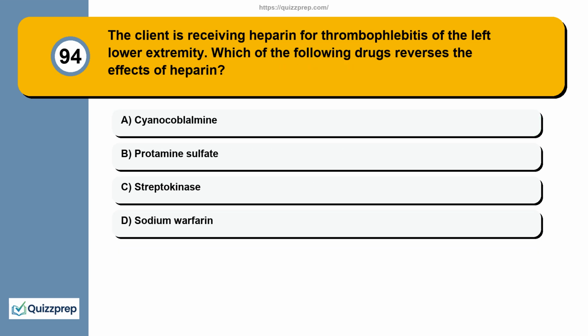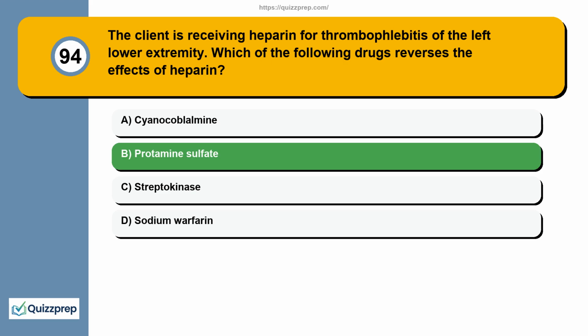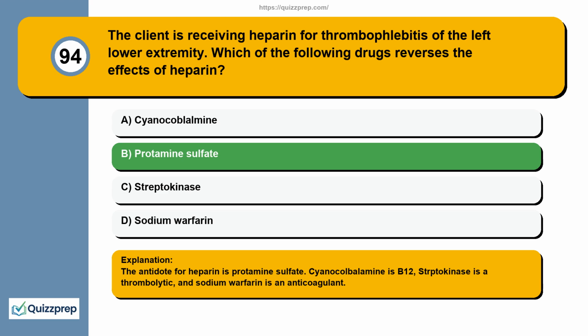Question 94. The client is receiving heparin for thrombophlebitis of the left lower extremity. Which of the following drugs reverses the effects of heparin? Cyanocobalamin, protamine sulfate, streptokinase, sodium warfarin. The antidote for heparin is protamine sulfate. Cyanocobalamin is B12, streptokinase is a thrombolytic, and sodium warfarin is an anticoagulant.